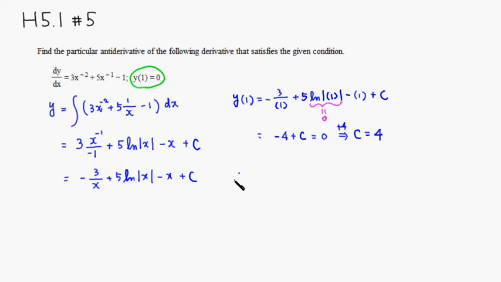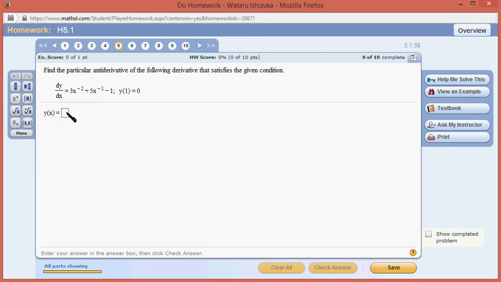Therefore the y function is negative 3 over x plus 5 natural log of the absolute value of x, minus x plus 4. So let's type it in: negative 3 over x plus 5 natural log of the absolute value of x, and a minus x plus 4.